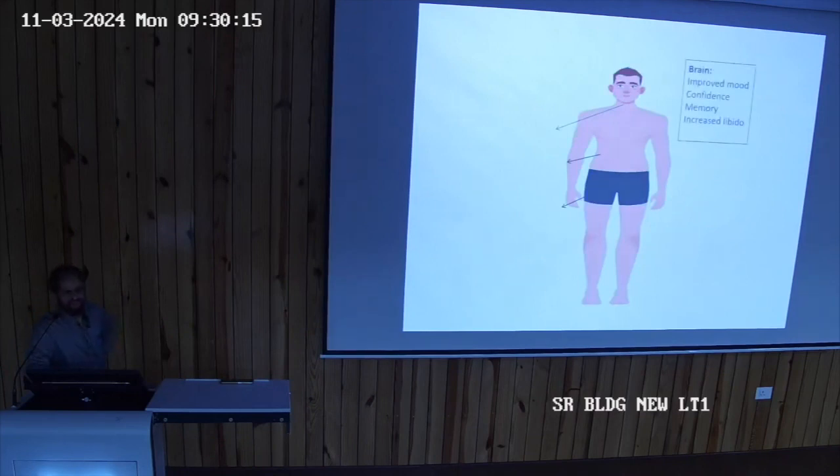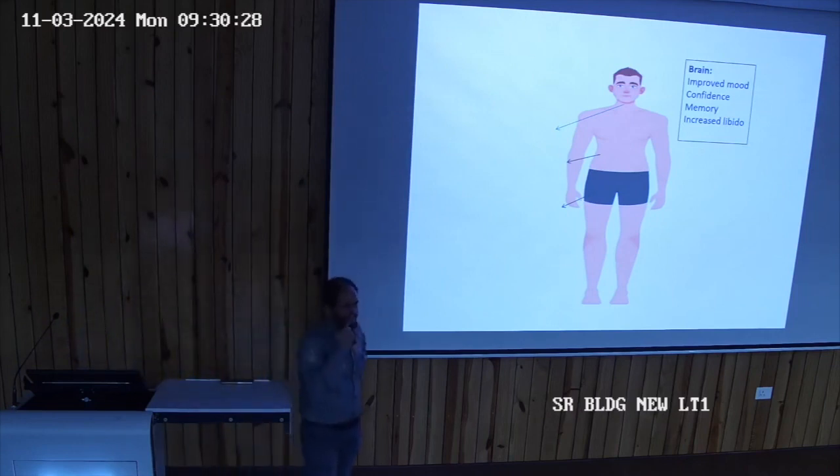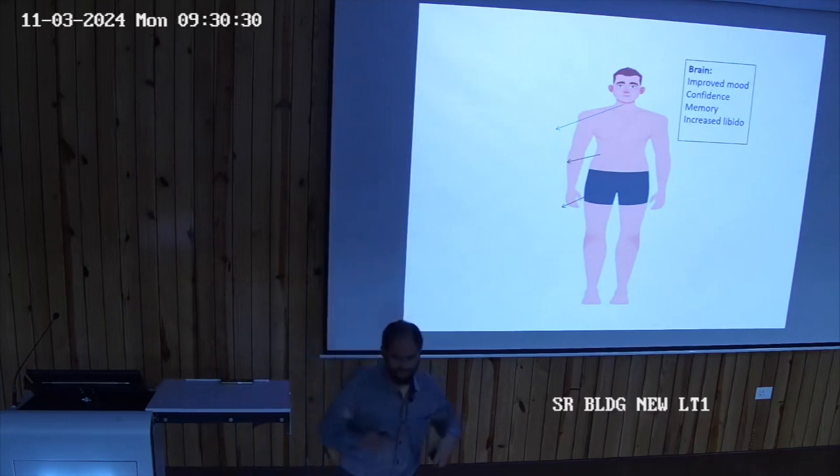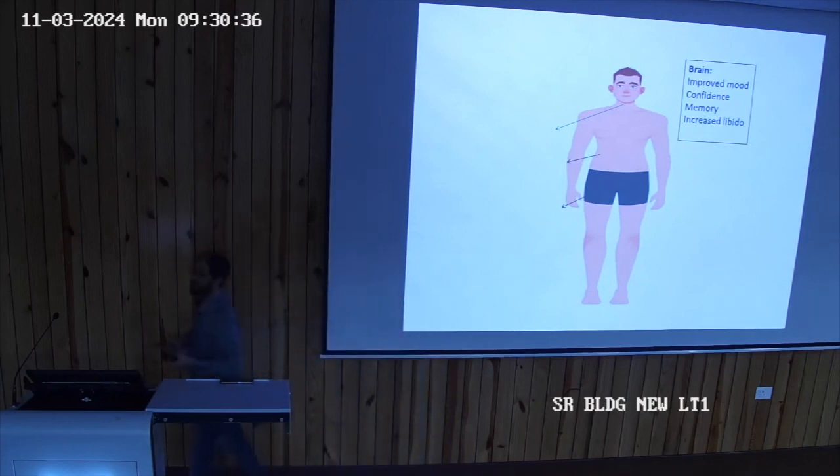So coming on to the different actions in the brain, you can see it is involved in confidence, memory, increased libido, and also better mood. Okay, if the testosterone level is low in male, what happens? The patient loses confidence, becomes lethargic, and has decreased memory. So it is involved in these important functions.